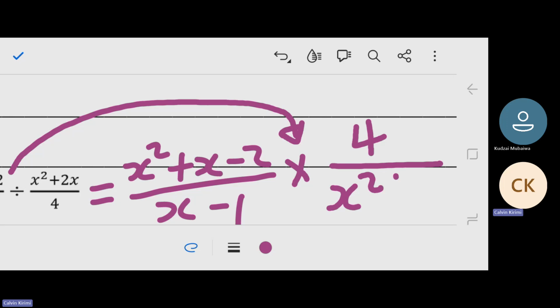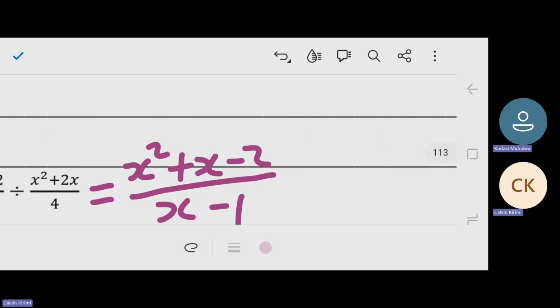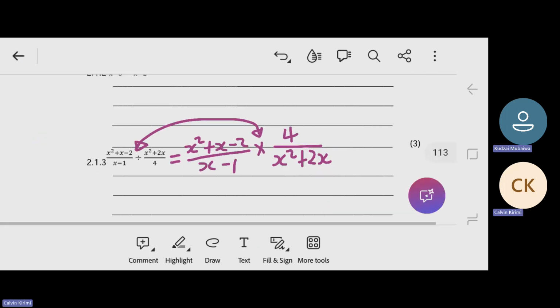So you must know that is the trick. When you are changing to multiplication, just vice versa there. That's reverse.